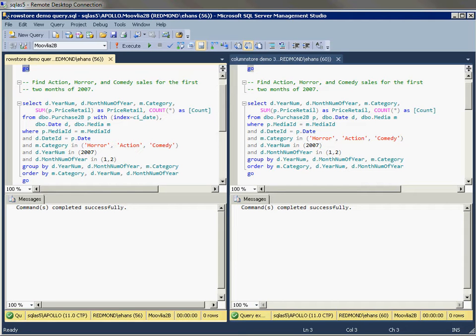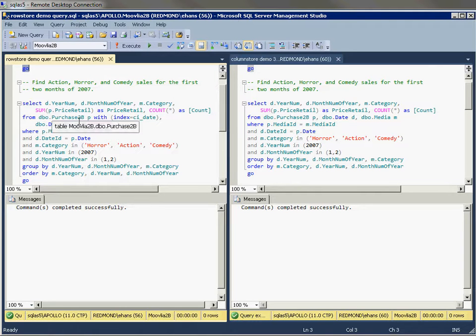Hello, this is Eric Hansen with the Microsoft SQL Server Query Processing team, and I'm going to introduce to you today a dramatic new query performance enhancement for data warehouses and data marts. It's called the Columnstore index. So I'm going to do it by way of demonstration.